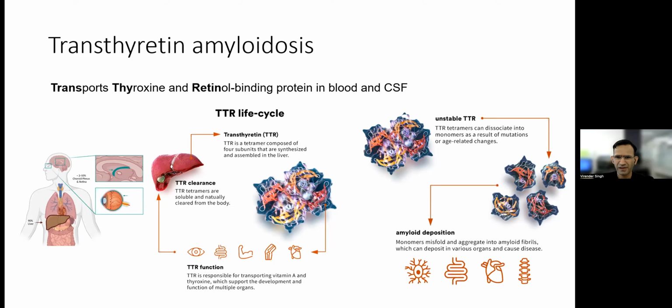But either due to aging or due to certain mutations, the tetramer becomes unstable. It dissociates into monomers, which are not stable enough and result in amyloid formation. And this amyloid deposits in different organs, and that leads to different clinical manifestations. It could be cardiomyopathy, polyneuropathy, or a combination of multiple manifestations.